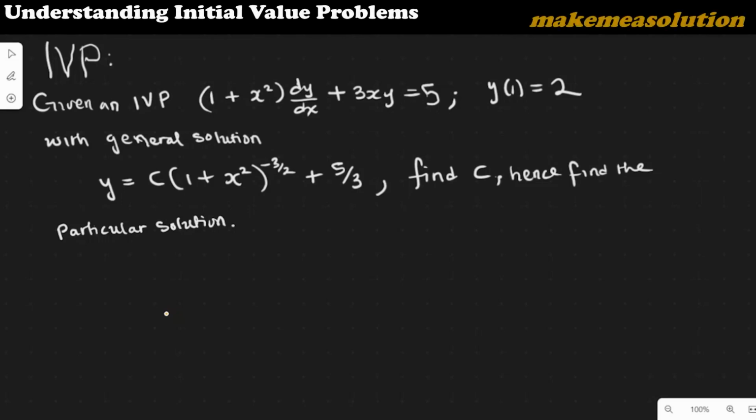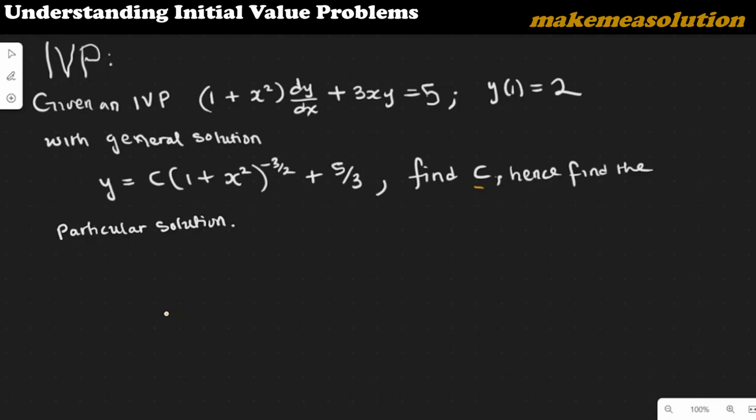We're going to try to understand a little more about IVP using a practical question. Now we're given an IVP: (1 + x²) dy/dx + 3xy = 5, and y(1) = 2, with general solution y = c(1 + x²)^(-3/2) + 5/3. So we have to find c and we have to find a particular solution.